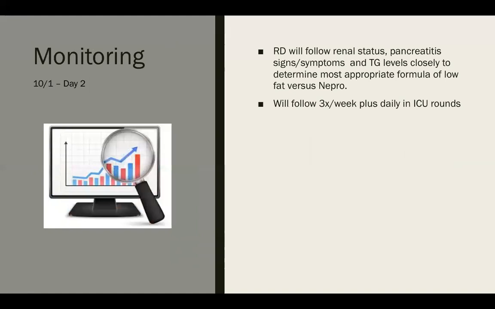All right, and then we are going to monitor by following her renal status, pancreatitis signs and symptoms, triglyceride levels, and closely monitor to make sure that we chose the appropriate formula of low fat versus Nepro. So if we find that her renal labs are getting all wacky, her acute kidney injury is getting worse, we may have to switch her to Nepro instead of the Vital High Protein that we have her on. And we plan to follow this patient 3 times weekly, plus daily ICU rounds. And this is really typical of any ICU patient for us at CHS Pineville.